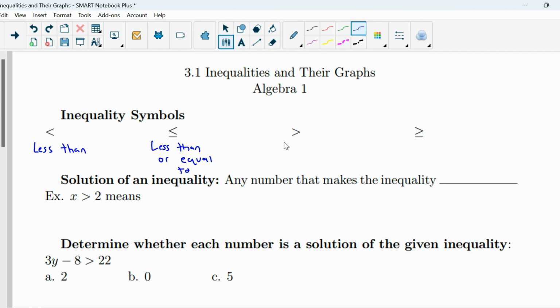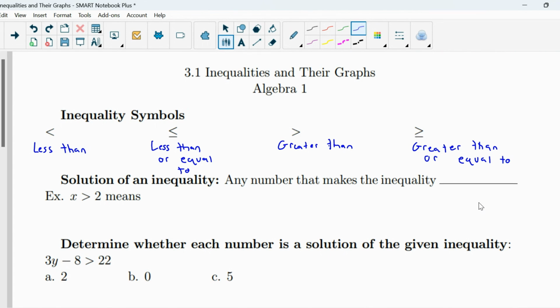Our next 2 symbols are just the opposite. So our next symbol would be a greater than symbol, with our last symbol being a greater than or equal to. Okay, so those are our 4 types of inequality symbols.